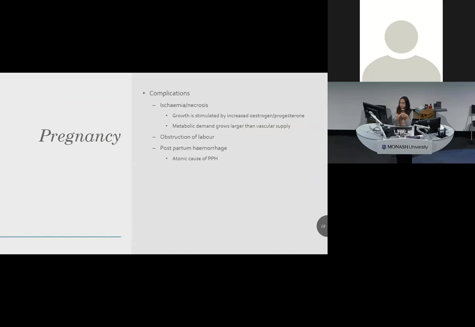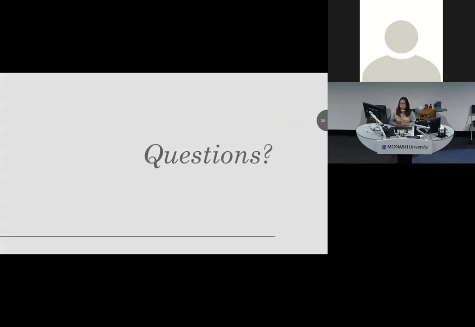In terms of labor, it can obviously obstruct labor if you don't know where it is and you didn't really know about it before you got pregnant. And it can be an atonic cause of postpartum hemorrhage because of the fibroid being there, the uterus doesn't contract very well and they can continue the hemorrhage. Any questions about that one?